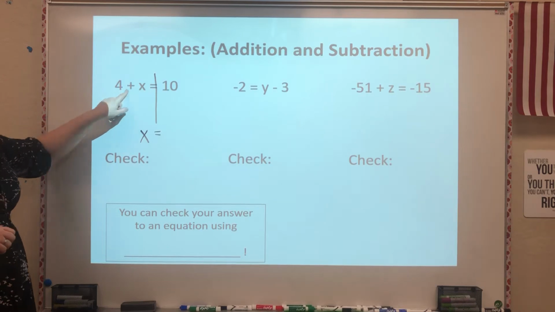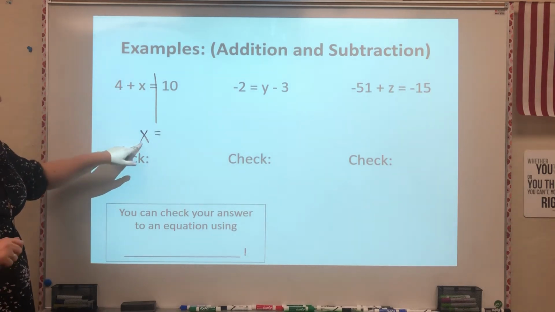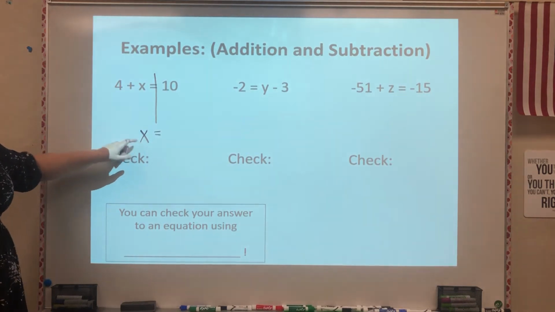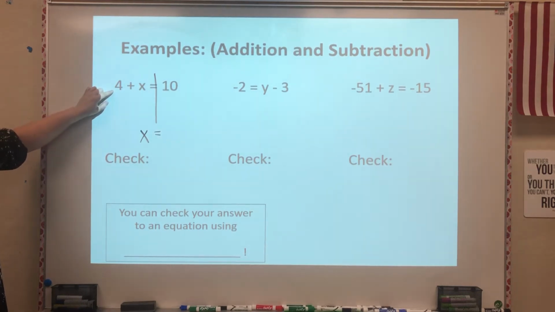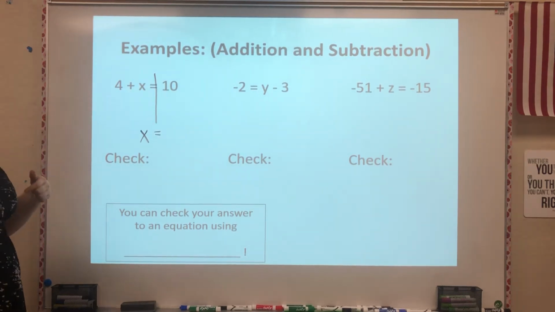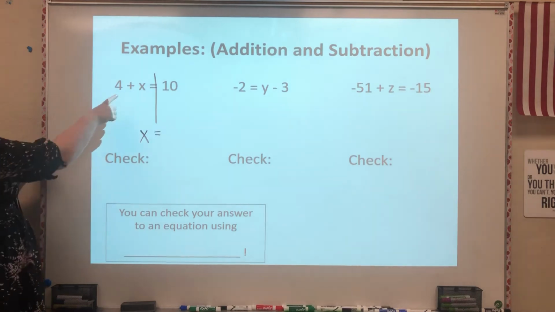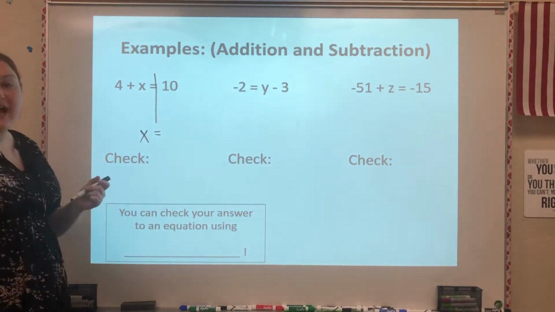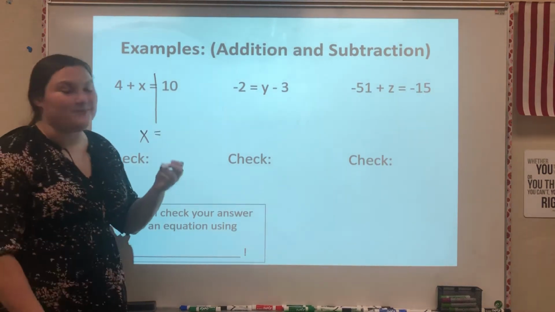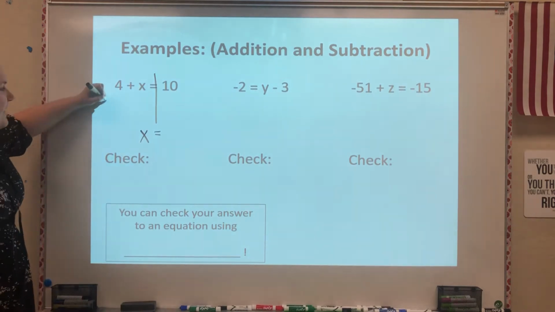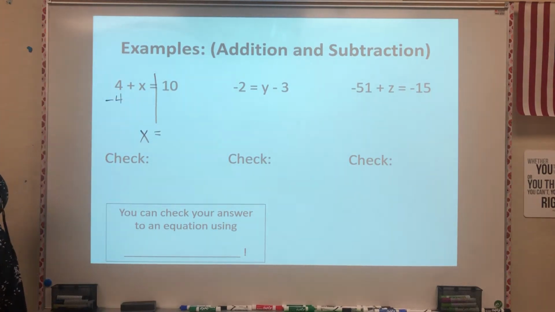Which means I don't want it to say 4 plus x. I just want it to say x. Which means I need to get rid of 4. Now the way we do that is by doing the opposite. So right now this says plus 4. I'm going to do the opposite. And the opposite of plus 4 is minus 4. I'm going to write minus 4 right here.